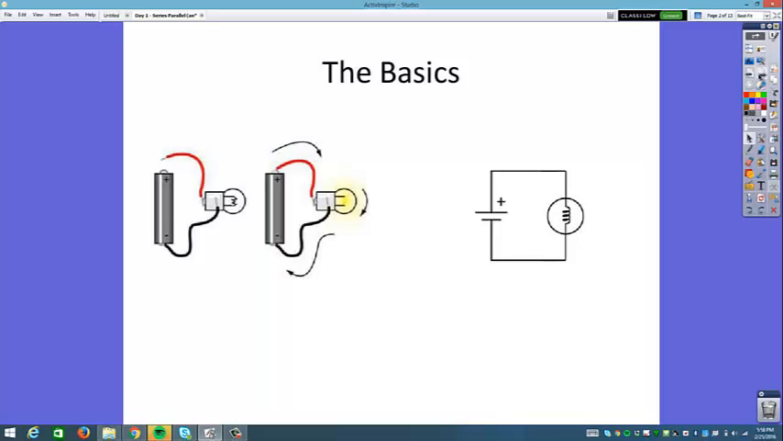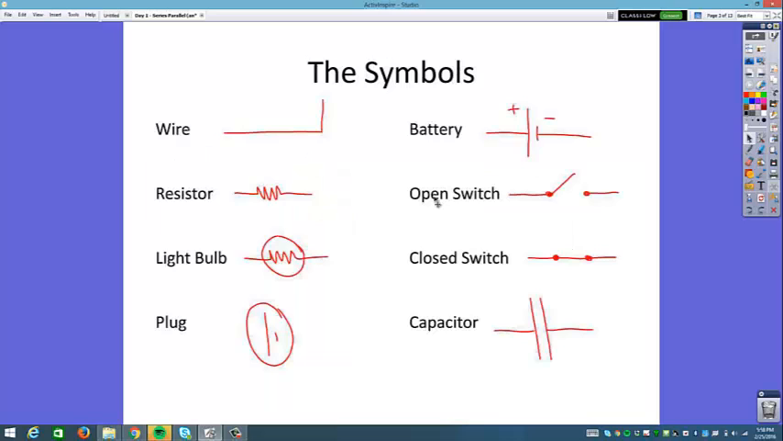You're going to need to memorize all of these different symbols, so make sure you draw these in your notes. On the left, you have your wire. Your wire, you'll notice, is straight lines. Wires are always going to be drawn as just nice straight lines. We don't overlap them. We don't crisscross them. We generally don't draw them in circles. No matter what picture we're looking at, we make them into nice straight lines, 90-degree angles.